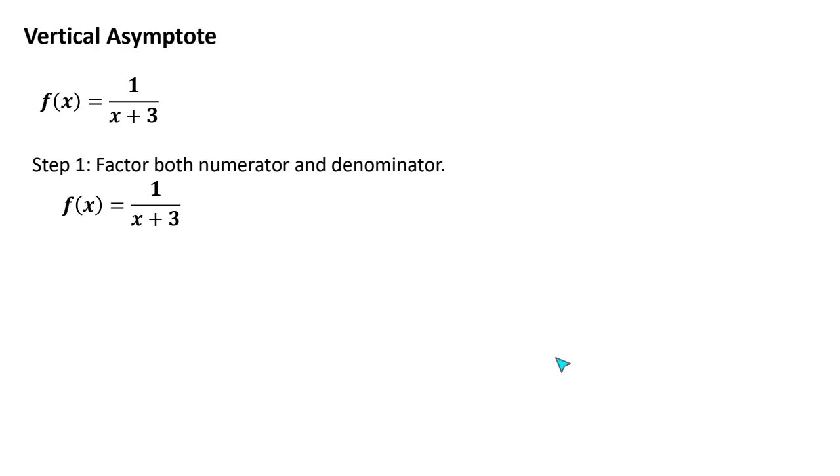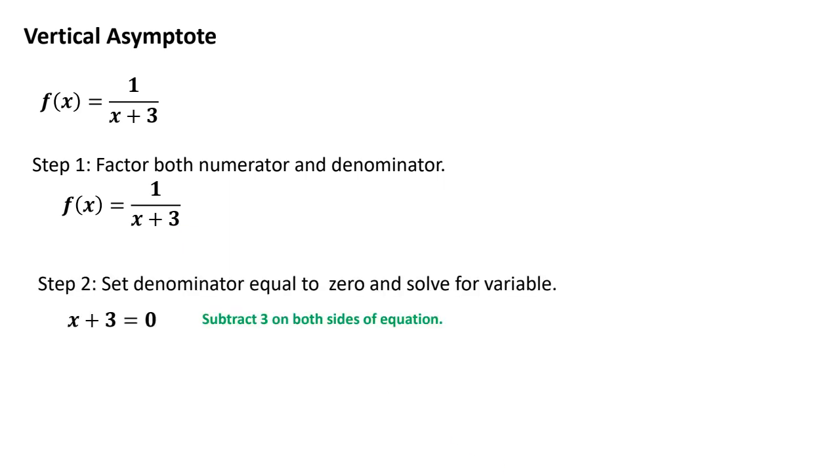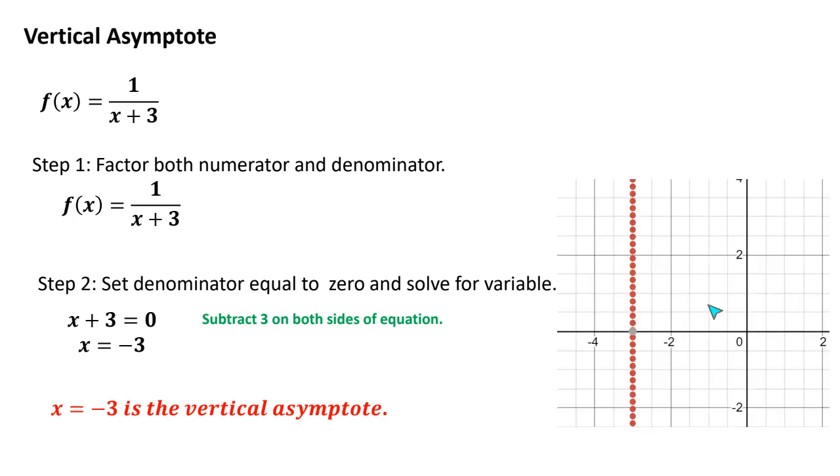So let's go ahead and find the vertical asymptote for this problem. If you notice, my numerator is 1, that's already factored, and my denominator is x plus 3, and that's already factored. So we don't have to do anything for step 1. Now we set the denominator equal to 0. I'm going to subtract 3 on both sides. And so x equals -3 is going to be my vertical asymptote. I would represent that with this dotted line.